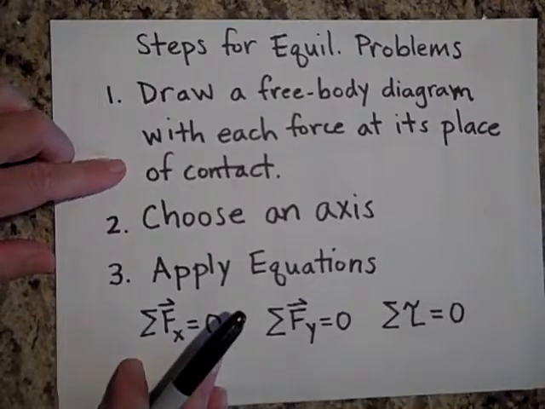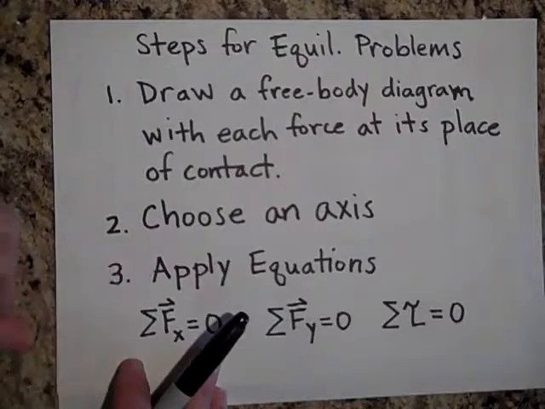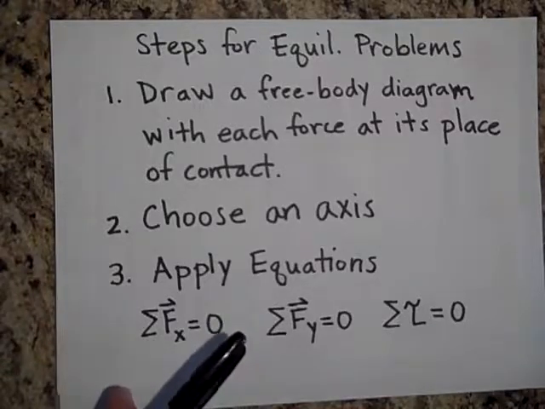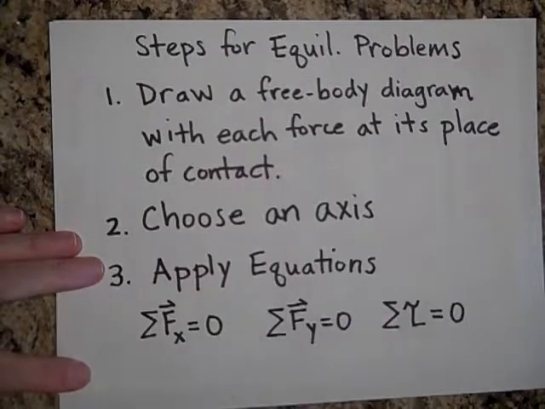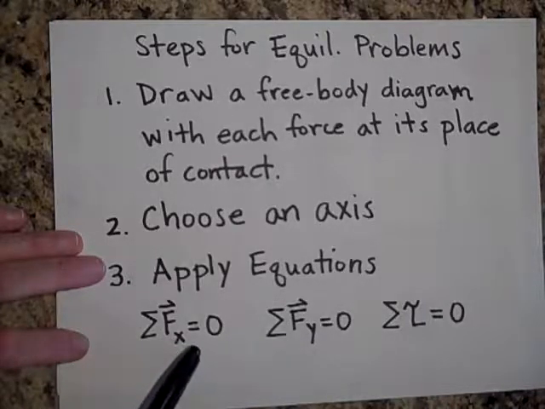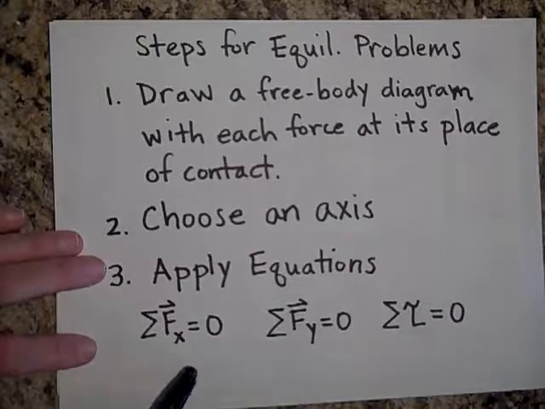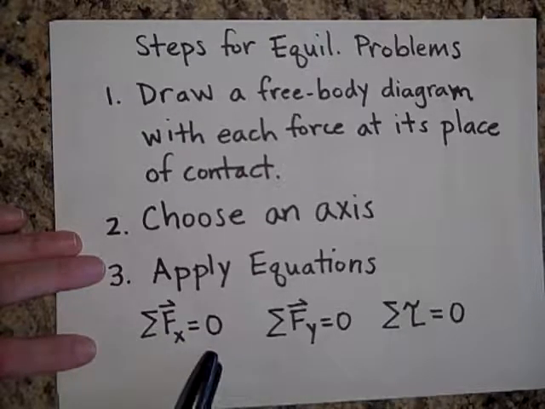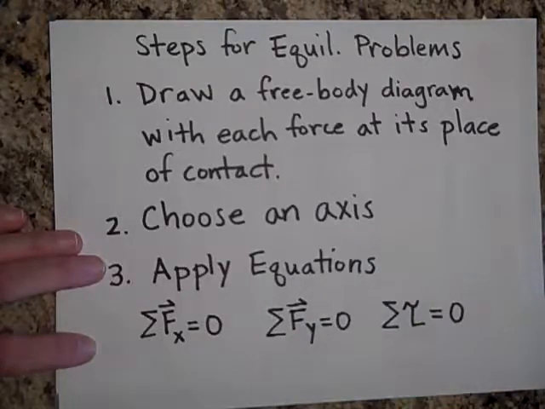The other thing is that we have to choose an axis. Even though there won't be any rotation, we'll choose an axis so that we can talk about torques. And finally, we'll apply these three equations. These are the three equations to have something not rotate or accelerate. There is one in the z direction too. The net force in the z direction has to be equal to 0 too, but I'll just use these because these are what your problems use. So the net force in the x direction has to be 0, the net force in the y direction has to be 0, and the net torque has to be 0.